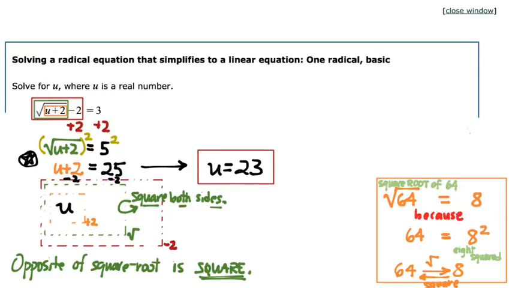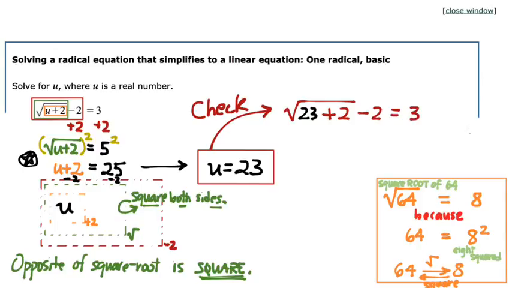And of course, anytime we solve an equation, we should always check to make sure that our solution actually works. It's especially important when we're dealing with radicals, square roots, in these kinds of problems, because sometimes these checks don't end up working out at the end of the day. So let's make sure this one does. If I replace u with 23, then I'm supposed to check that the square root of 23 plus 2, minus 2, is equal to 3.